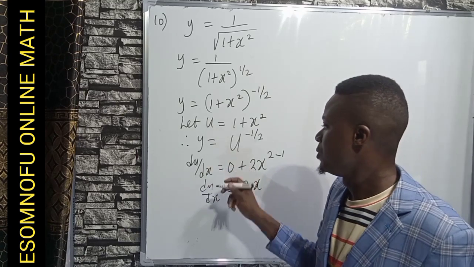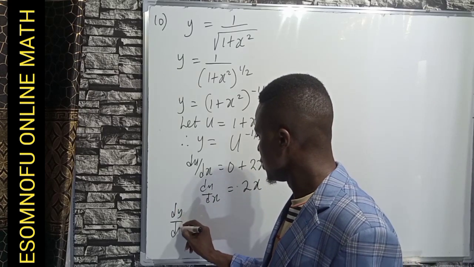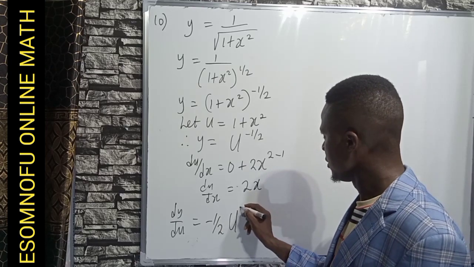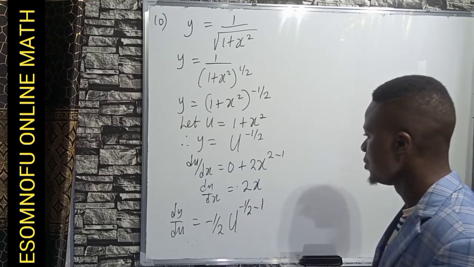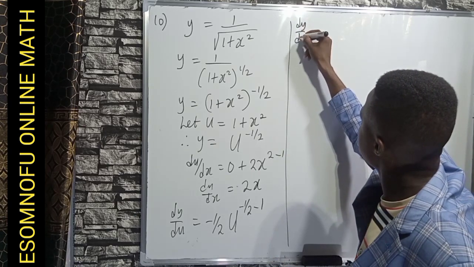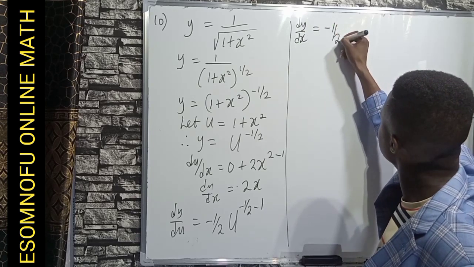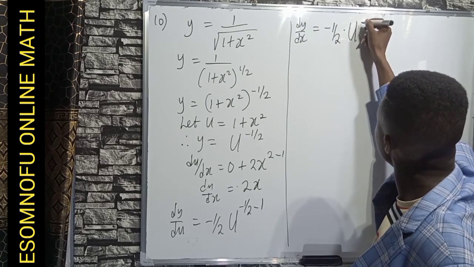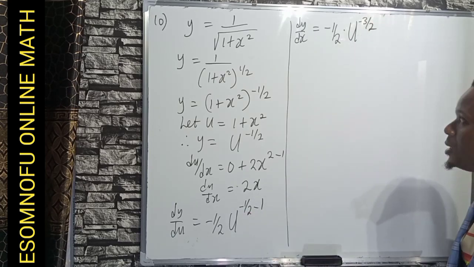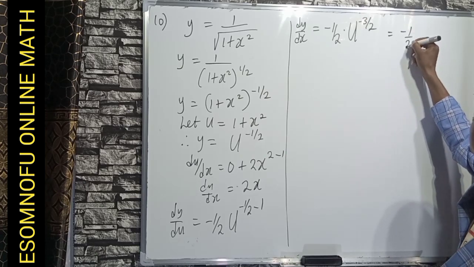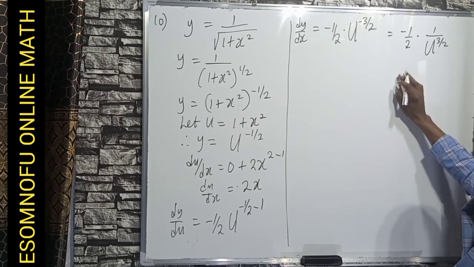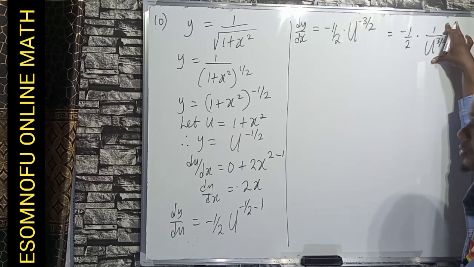Then you go for dy du. dy over du will give us, the negative half comes to the back, you now have u power of minus half minus 1 from the rule. Hence, you shall have that dy over du is equal to minus half multiplying u to the power of minus 3 over 2, because minus half minus 1 is minus 3 over 2. This is still the same thing as minus half multiplying 1 over u to the power of 3 over 2. That's the implication when you take the laws of indices from here.